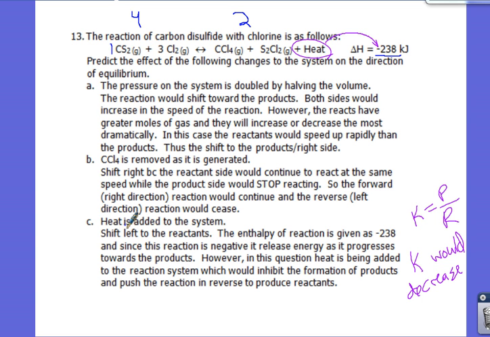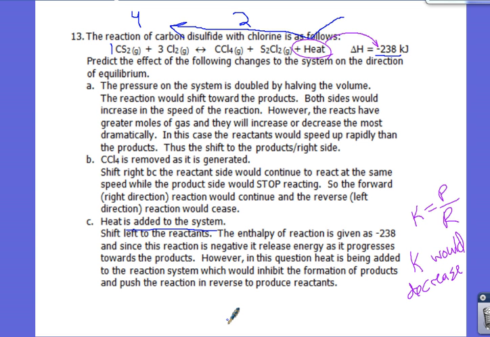If you add more heat, this production of heat is going to be hampered. This producing heat is going to force this reaction to go to the left. This reaction needs to give away heat, and you are adding it to the system. It's going to shift left to the reactants.